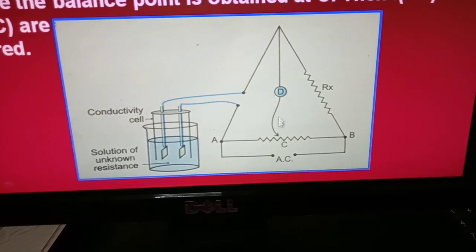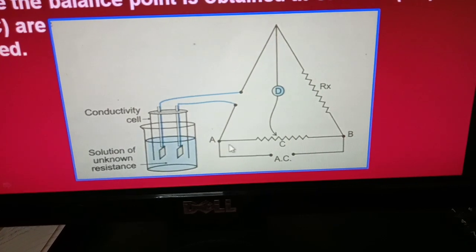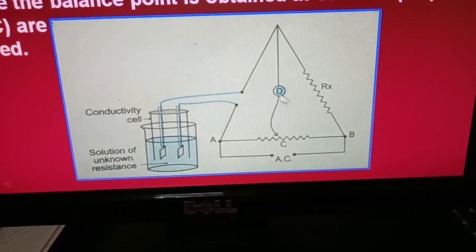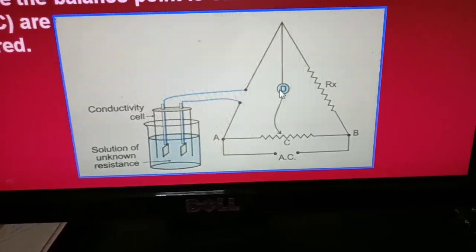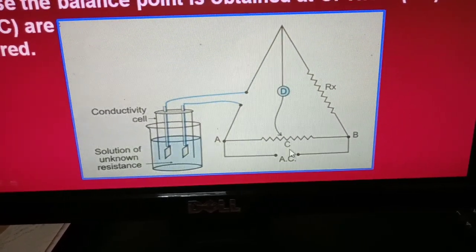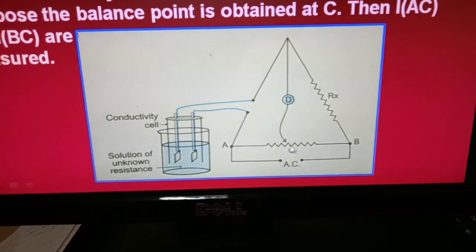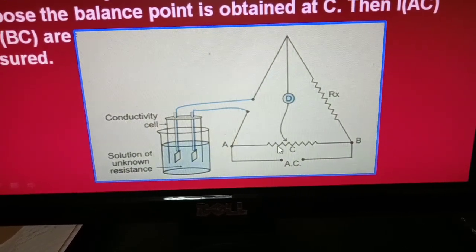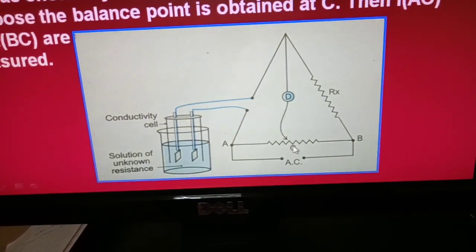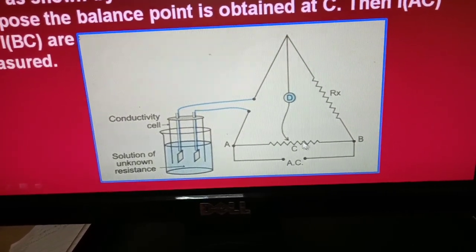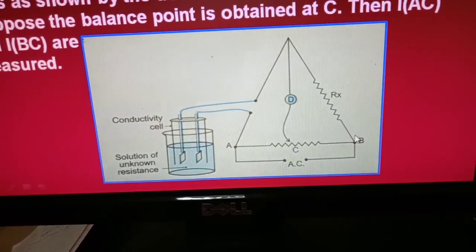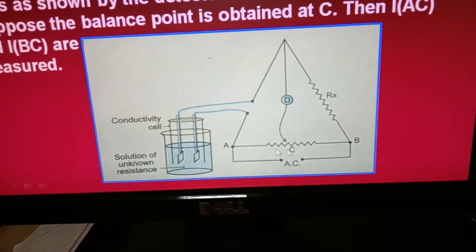Working. The sliding contact is moved along the wire AB till no current flows, as shown by the detector D. Suppose the balance point C is obtained. What is the balance point? It is also called the null point. It is the point noted on the wire AB where current does not flow at all. Then length AC and length BC are measured.